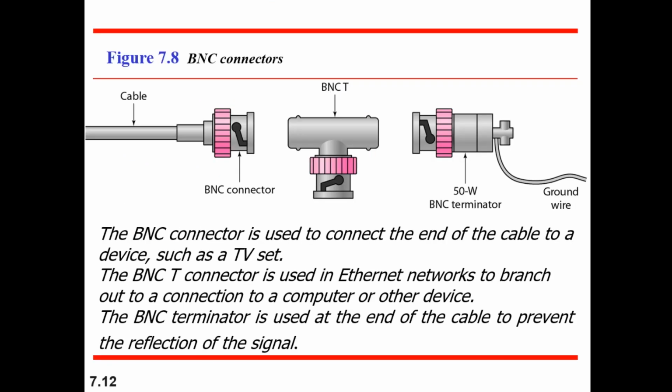Now these are the connectors, BNC connectors. Like in UTP you have RJ11 or RJ45 connectors, in coaxial cable we have different connectors for different categories. This is the BNC T connector, a sort of T connector used to connect two cables. So the BNC connector is used to connect the end of the cable. Normally you see such a connector at the end of the cable TV.